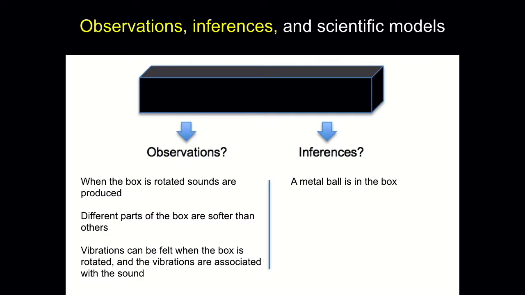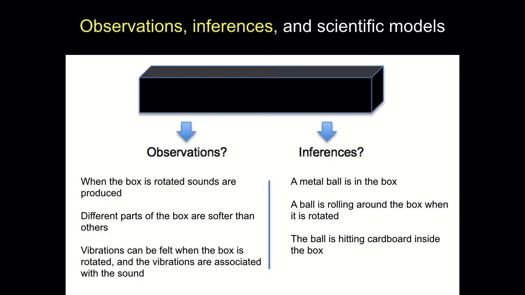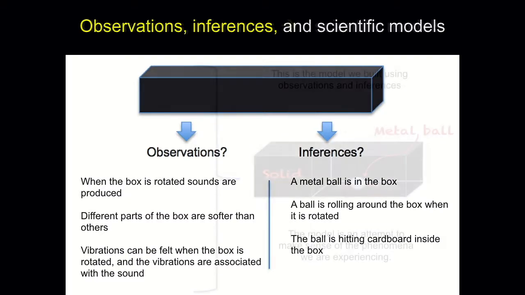The inferences we could draw would be a metal ball is in the box. There's a ball rolling around, which explains the sounds that come out of the box. As the box is tilted, the ball rolls, which produces sounds. And in some cases, the ball's hitting cardboard inside the box based upon the sounds that we hear and the vibrations when we hold the box.